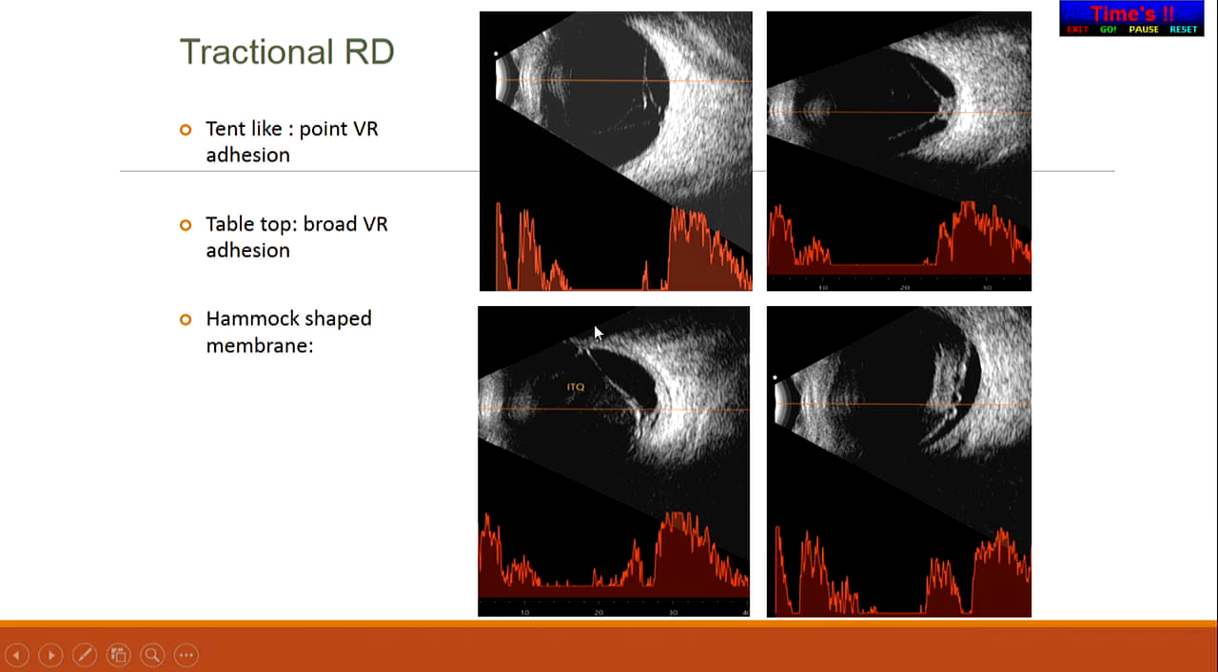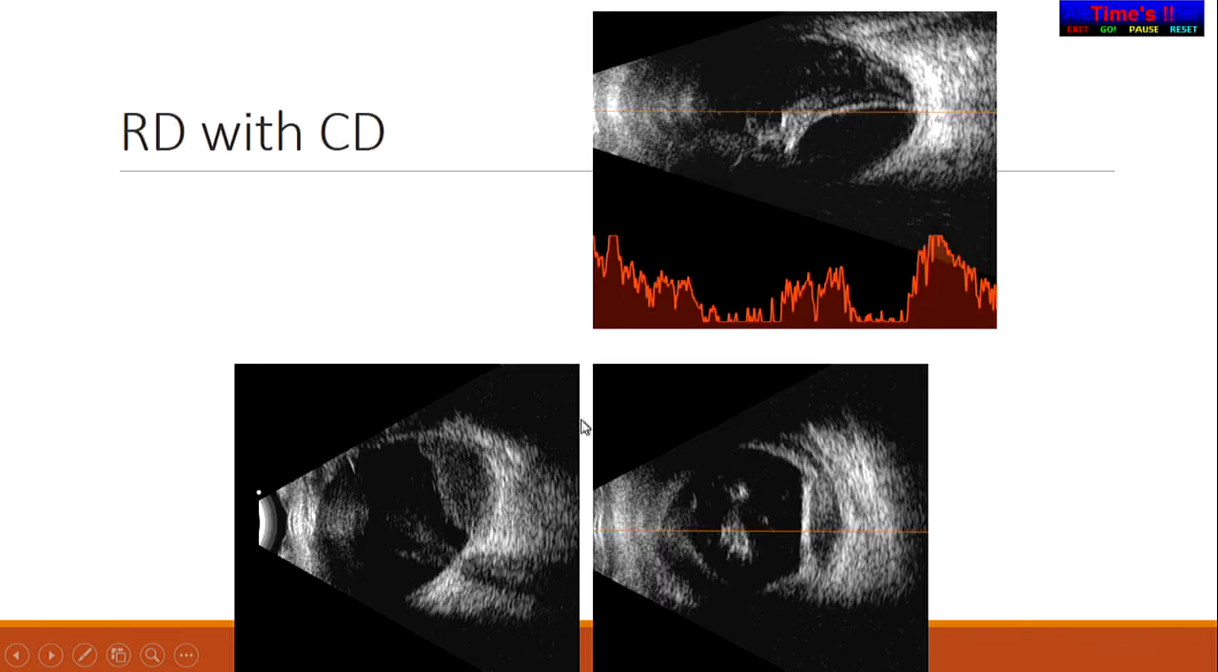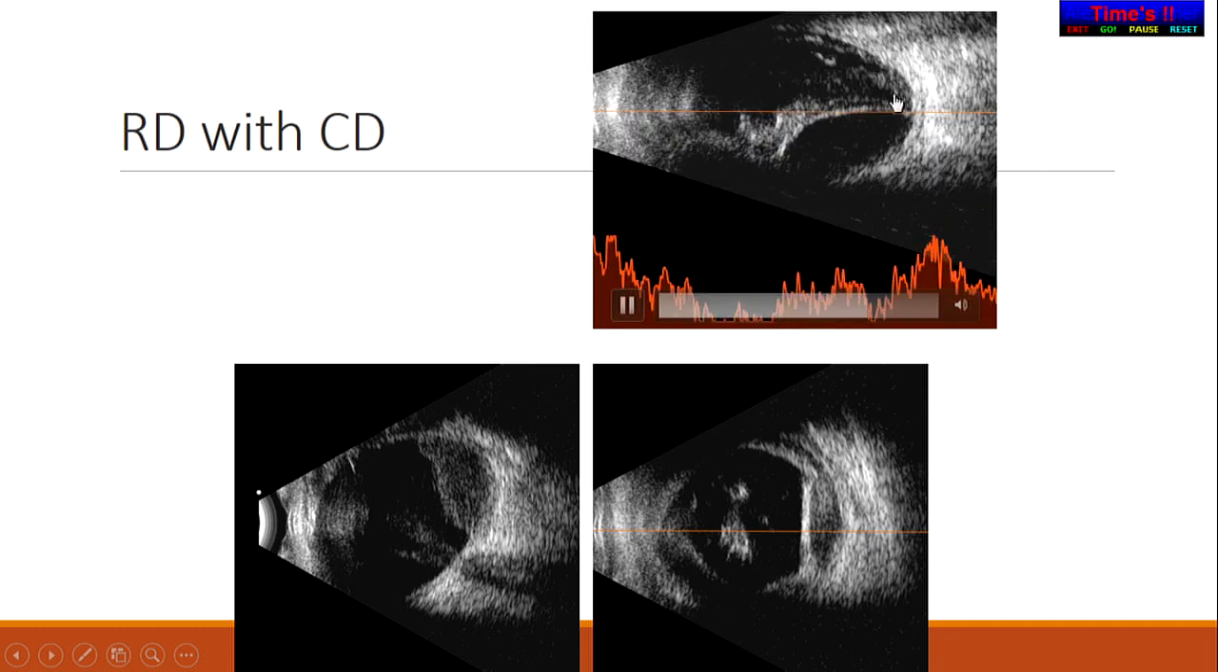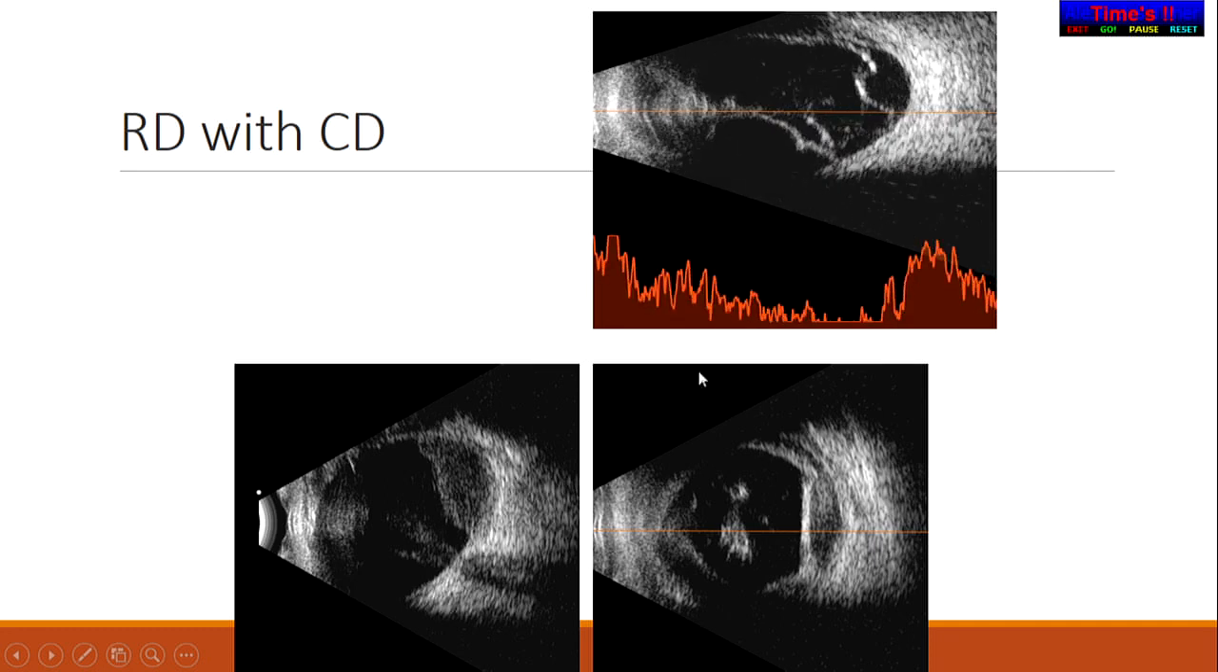Tractional retinal detachment will have attachment to the optic nerve, which may be a point attachment or a broad base attachment. Sometimes the choroidal detachment may be associated with the retinal detachment. Choroidal detachment usually is a hyperreflective double spike, M spike lesion, from the retina as well as the choroid, and it may be a serous choroidal detachment or a hemorrhagic one. If it is hemorrhagic, there will be low reflective echoes behind that. You can see both the echoes of the retinal detachment as well as the choroidal detachment.